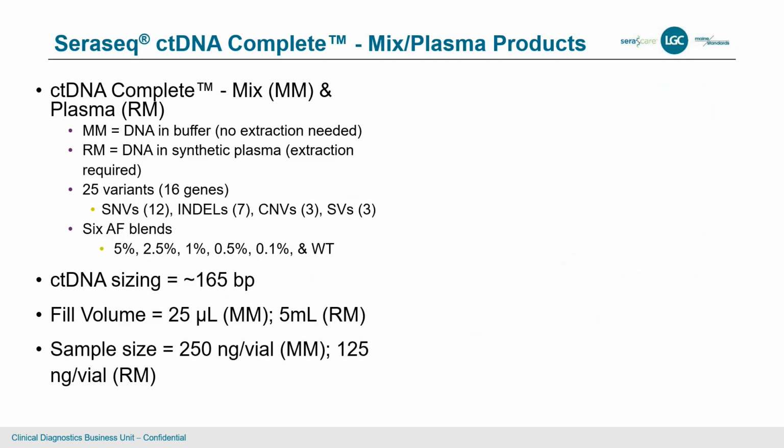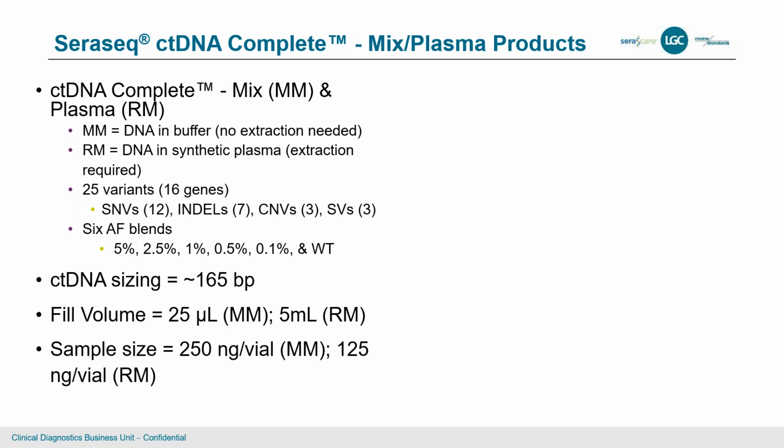Same thing now with another product, right? We worked with Friends of Cancer Research and NIH, and we realized that we could have a different product that has more targeted variants that matter to tumor profiling. Hence, we launched the ctDNA Complete, right? Again, using the same underlying technology we talked about, two different formats, a mix, which is the MM, and the plasma, which is the RM.